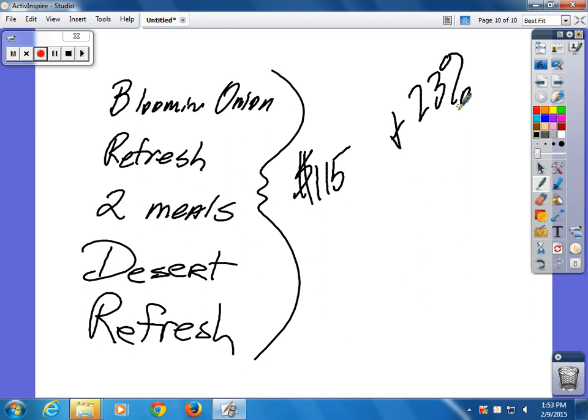So 115 plus 0.23 times 115 is equal to 1. Now, can somebody tell me what practical application this can have? Because not everybody goes Outback. But what else is added to the total? Taxes.